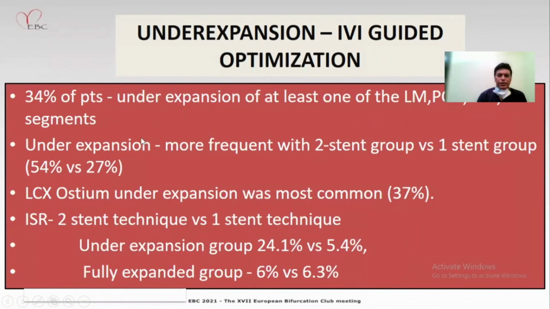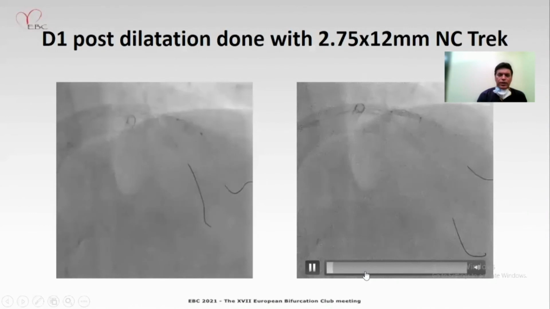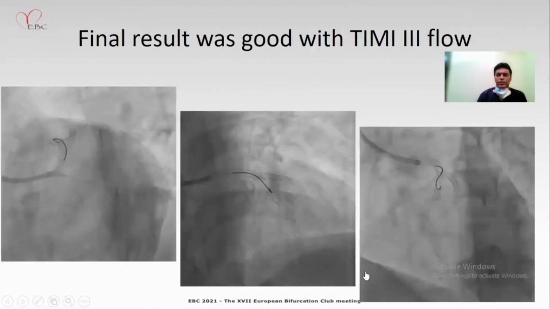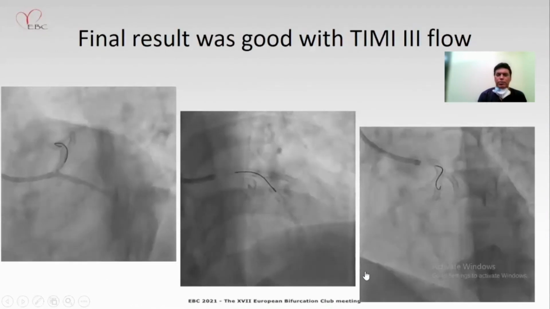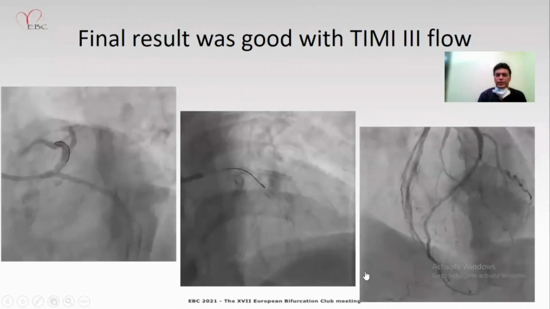So if you want to avoid restenosis, you should get adequate expansion and see that the entire disease segments are covered with the stent. In bifurcation mode, you can see the nicely open D1 and side by side rendering of the D1. And you can see the nicely expanded stent of the proximal LAD and mid LAD and the diagonal. And this is the D1 post dilatation, because under expansion was there, optimized with 2.75 balloon, high pressure, prolonged inflation. This is the final result.